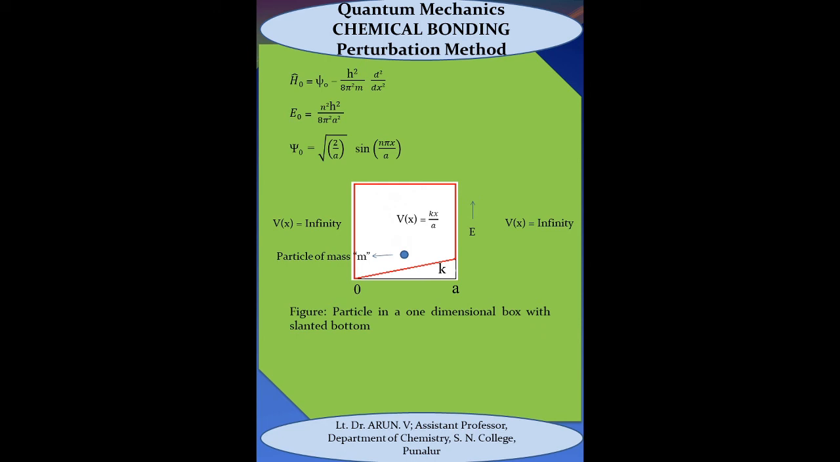This figure shows the particle in a one-dimensional box with a slanted bottom. Here, the particle can move from 0 to a, and everywhere inside the box its potential energy V(x) is equal to kx by a. Here, m is the mass of the particle. Everywhere outside the box, the potential energy V(x) is equal to infinity.